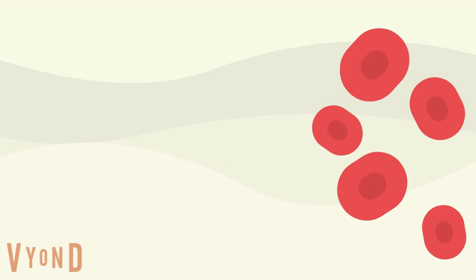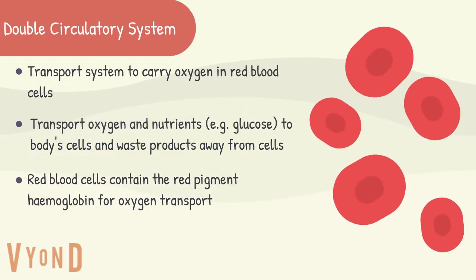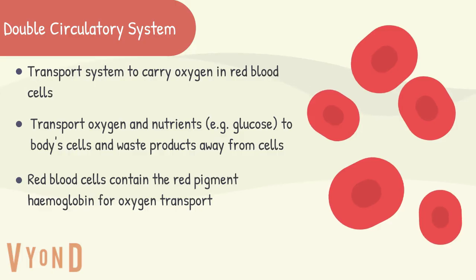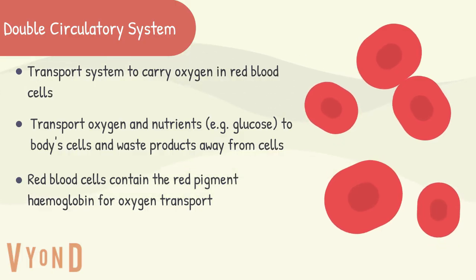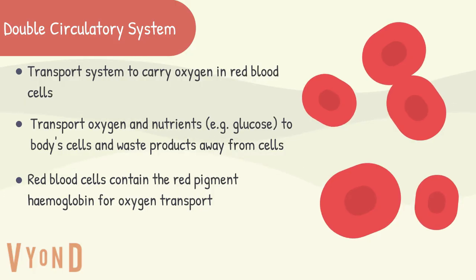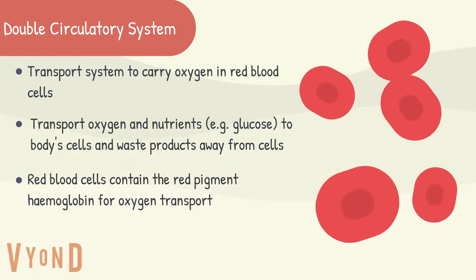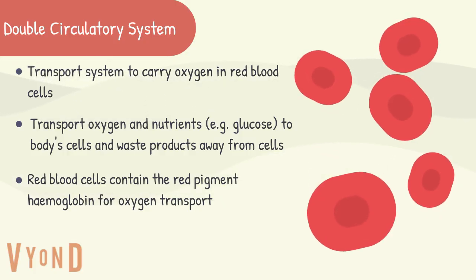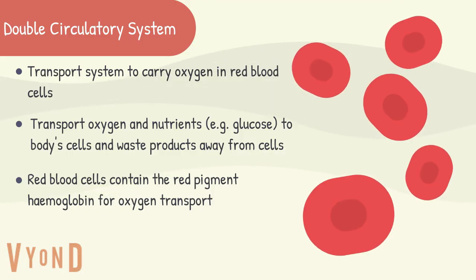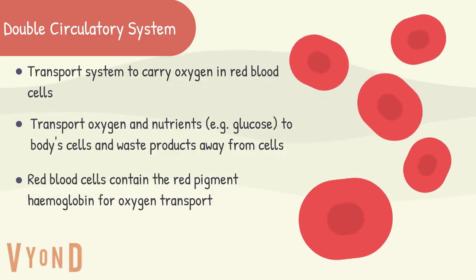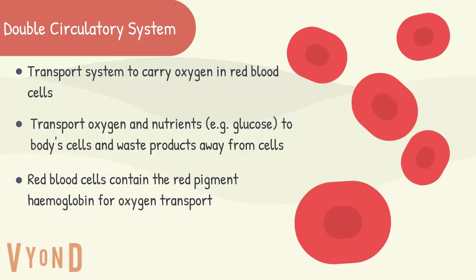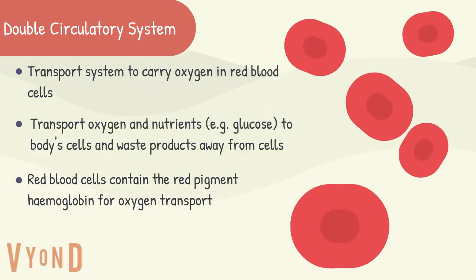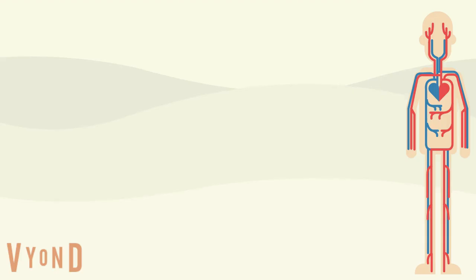The human circulatory system is an example of a transport system. It is made up of tubes that carry material around the body and makes close contact with cells for the exchange of this material. The main materials transported are oxygen and nutrients such as glucose. Also, waste products are taken away. Red blood cells contain hemoglobin used for oxygen transport.